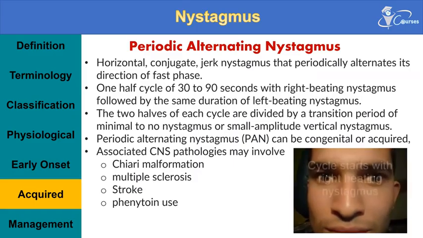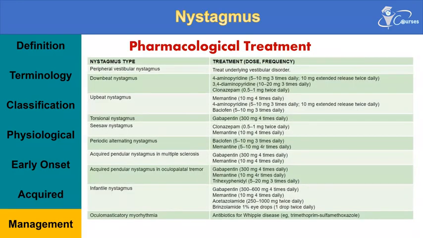Okay, so we have now finished all cases of nystagmus, the different types like physiological, early onset, and acquired nystagmus. I hope that it is clear. Let's now discuss the treatment of nystagmus. There are different lines of management depending on the cause.